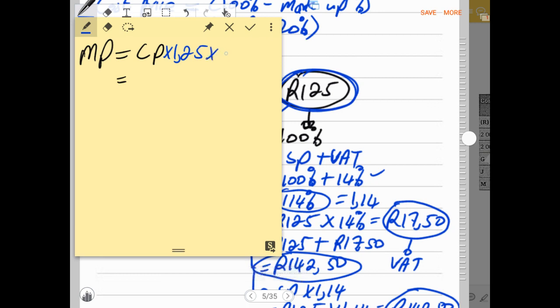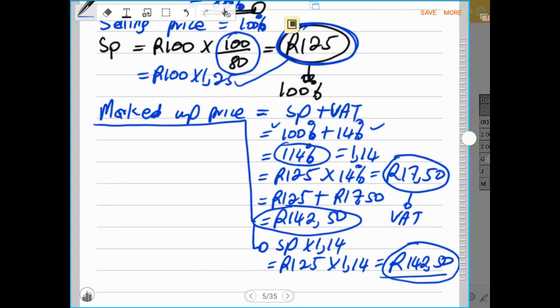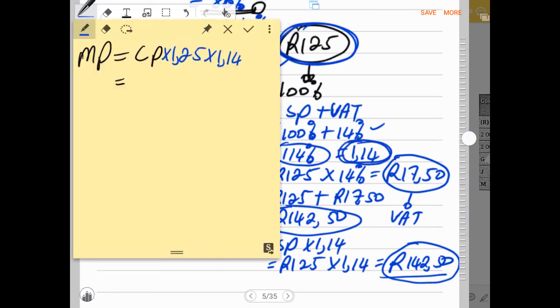Then you say selling price times 1.14. Remember, 1.14 was what we multiplied with after we had added the VAT of 14%. So this is how we got to the amount of 142 rand 50 cents.